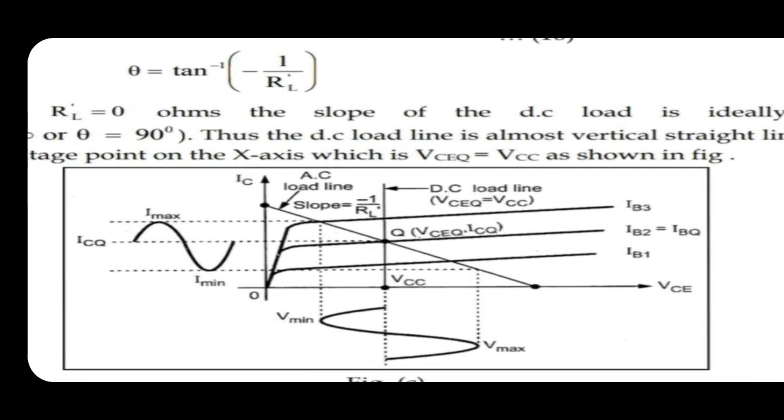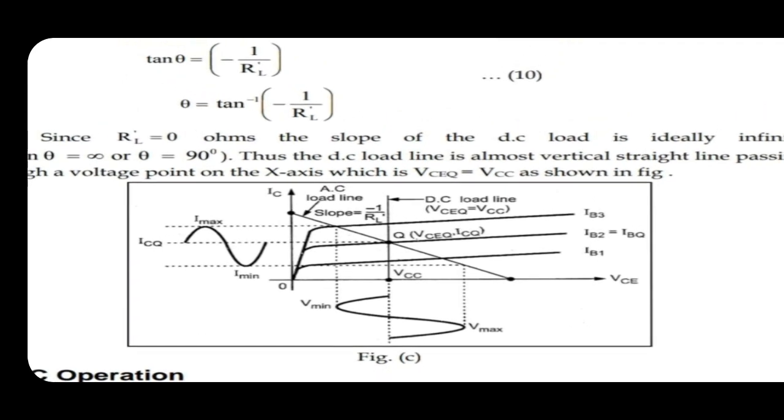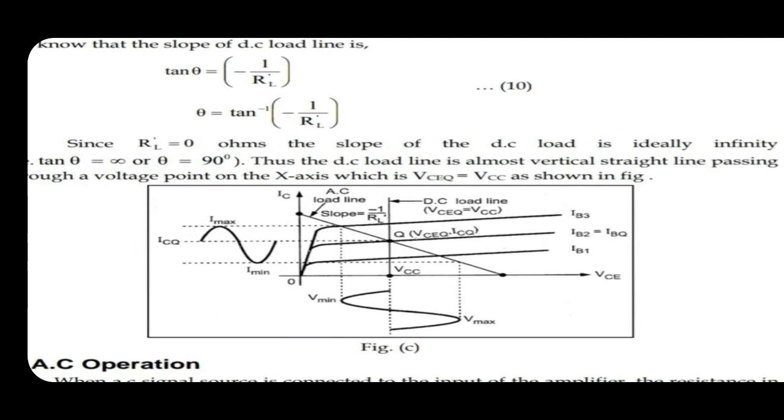So this is the load line diagram, AC load line and DC load line. For the DC load line, its RL value is 0. So the DC load line is a straight line passing through the Q point. So VCQ value is equal to VCC, with current ICQ. The slope for the DC load line is minus 1 by R.